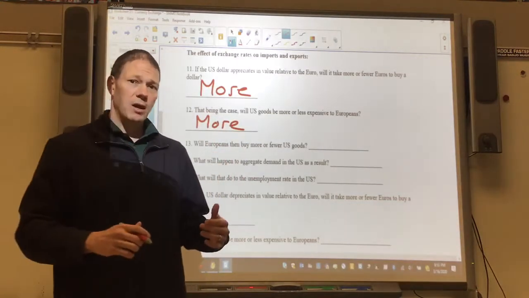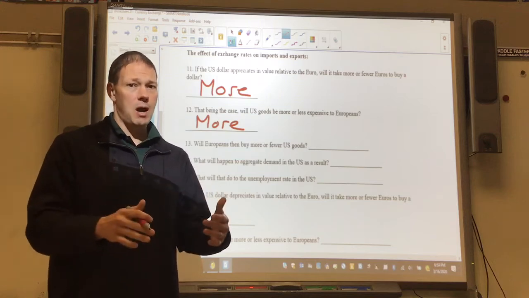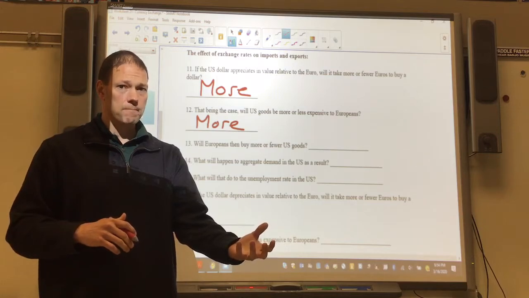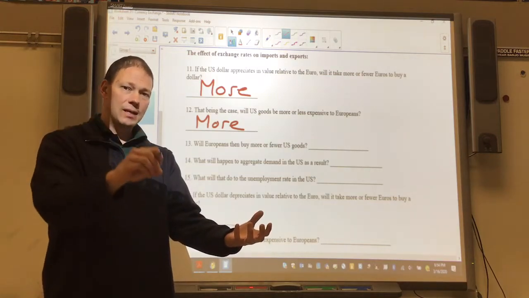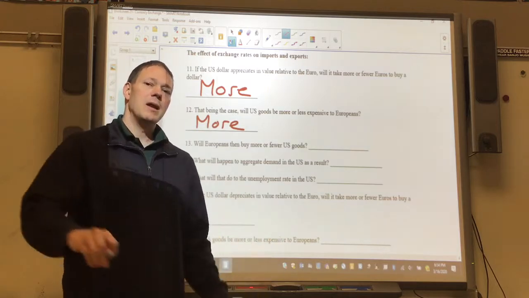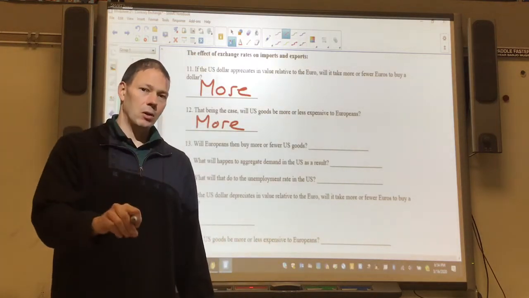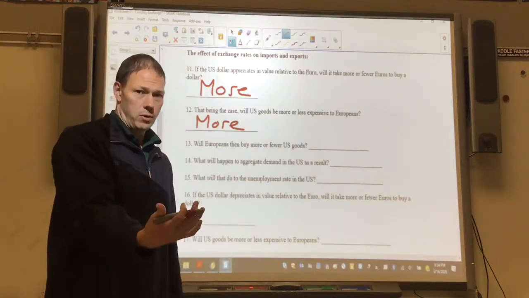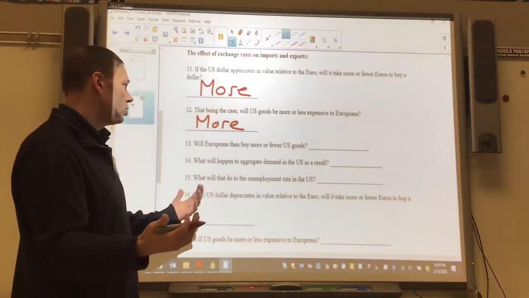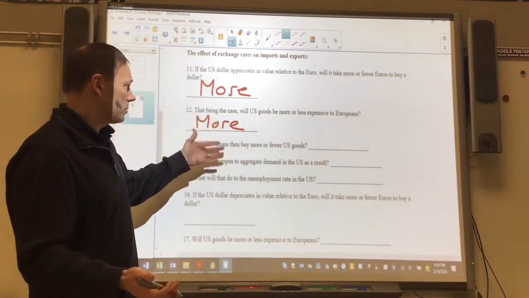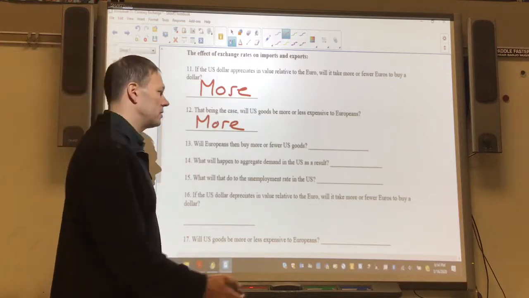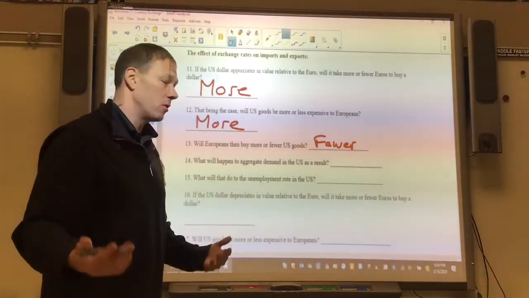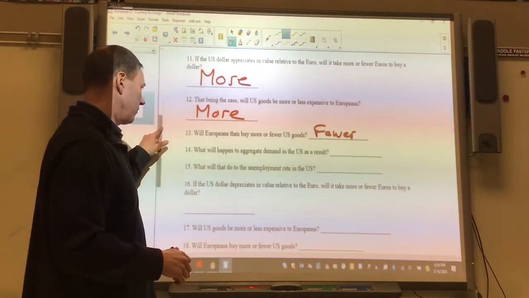Okay, so if it used to take 3 euros to get a dollar, now it takes 4 euros to get a dollar. Well, if a bottle of water costs $1, then it used to take 3 euros to get the dollar to get the bottle of water. Now it takes 4 euros to get the dollar to get the bottle of water. So a bottle of American water went from 3 euros to 4 euros. So our stuff became more expensive. So number 13, if it's more expensive, they're going to buy fewer of our goods. They're going to buy fewer bottles of American water, because American water is more expensive.